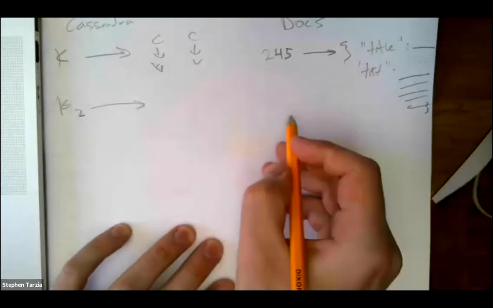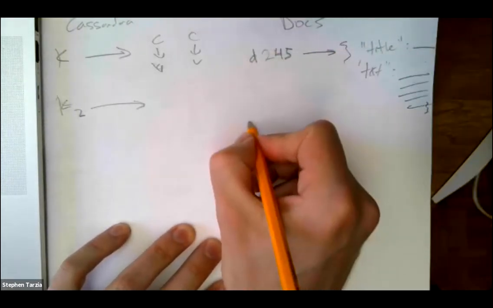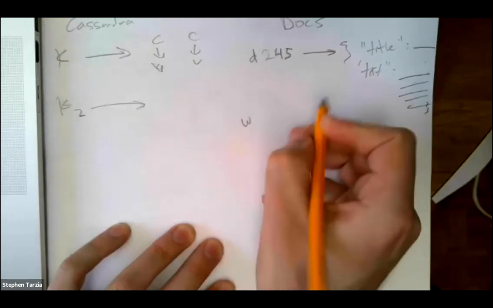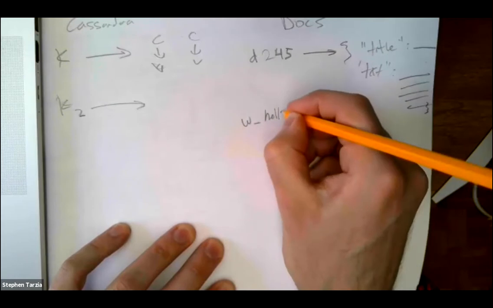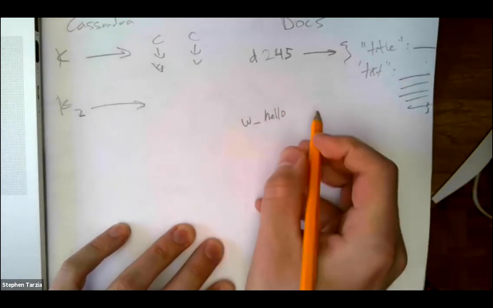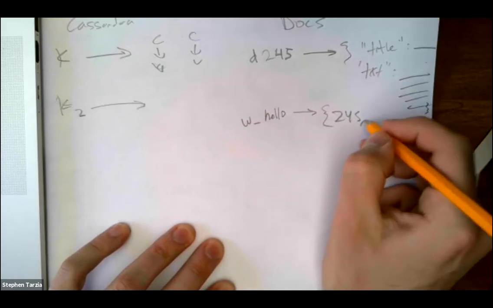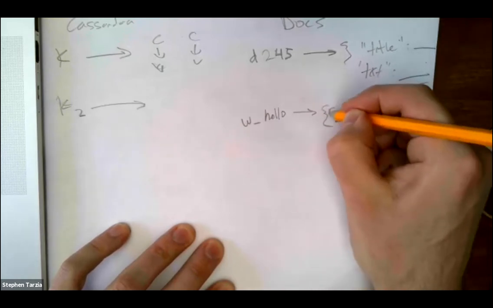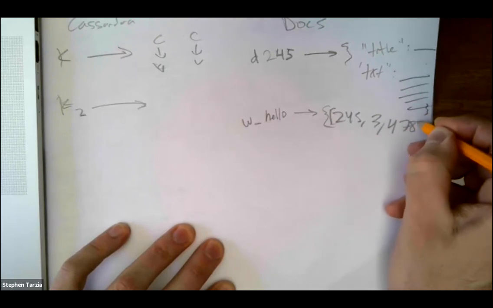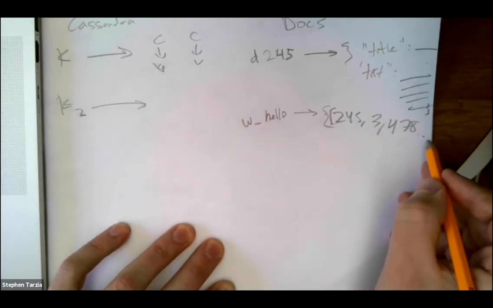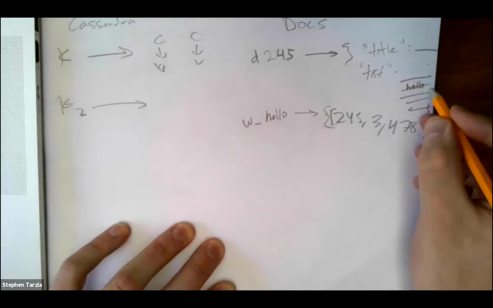So you might call these your D keys, D for document. You might also have your W keys. So you might have W hello. This is the key for the word hello. And this maps to 245, and sorry, I guess this is a list: 245 and 3 and 478 and so on, right? There's a list of, let's say, 5 or 6 documents that have the word hello. So the text in here might have said hello. That's what I'm showing here.